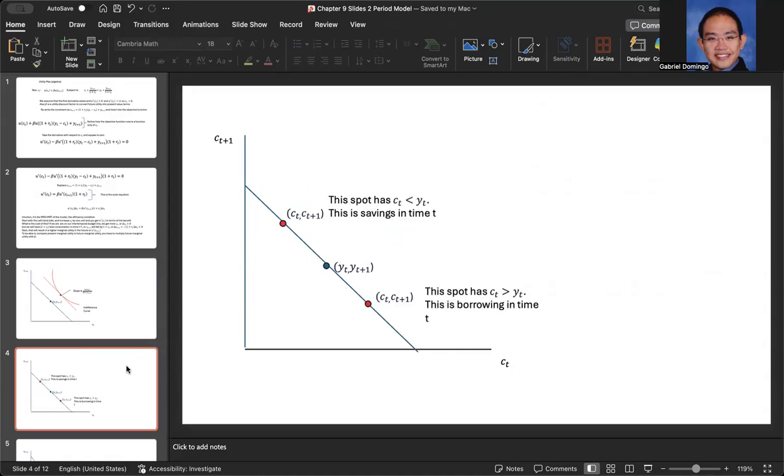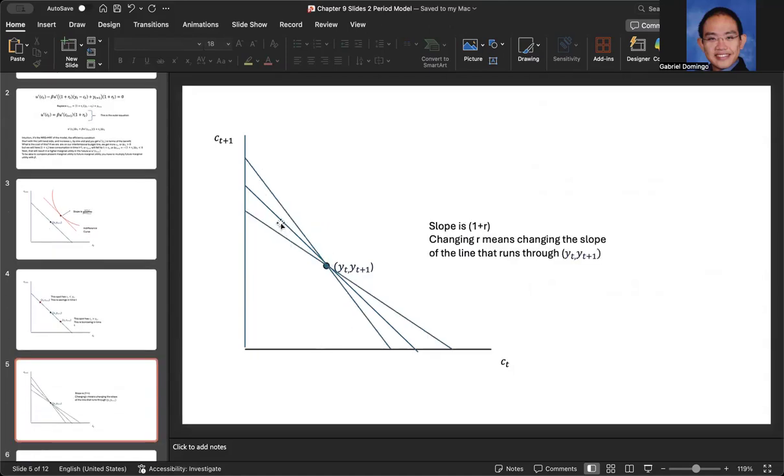Now we go back to the intertemporal budget line. So notice that your axes are C_{t+1}, and this is C_t. This is your budget line. Your endowment is here. Remember that this is exogenous, Y_t and Y_{t+1}. If you choose to consume down here, that means your C_t is greater than Y_t. That means you're borrowing. And if you consume up here, that means your consumption is less than your income. That means you're saving. So this is the saving segment, and this is the borrowing segment.